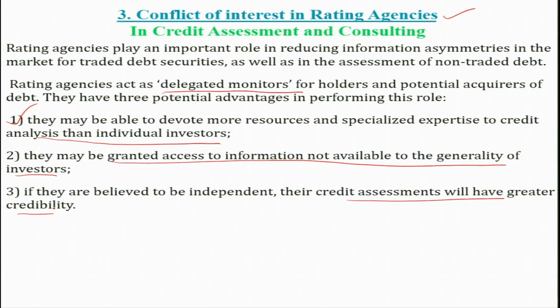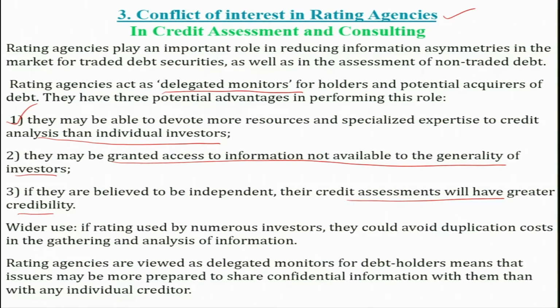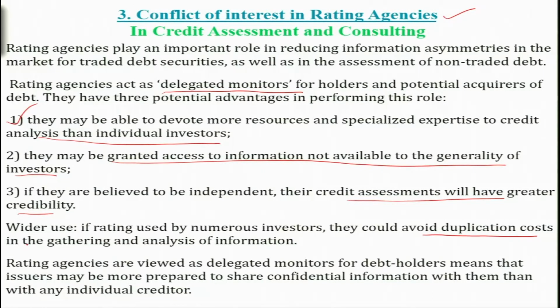So, what we can see here is wider use. Because the rating agencies are used by numerous investors, they can avoid duplication cost in the gathering and analysis of information, right. Somebody is specializing. If the rating is used by many investors, be it individual or institutional, they do not need to directly go and collect this information, because firms in the industry are already specializing here. So, they avoid duplication cost in gathering and analysis of information.